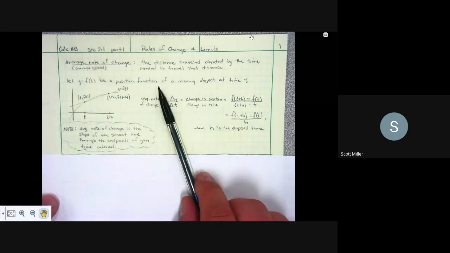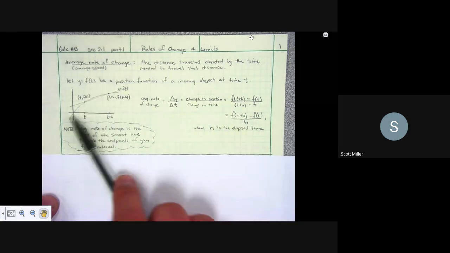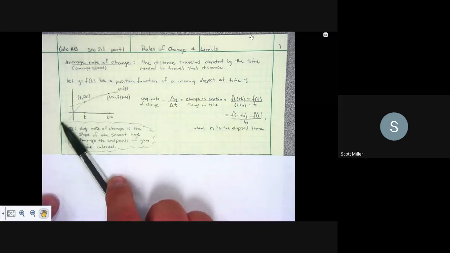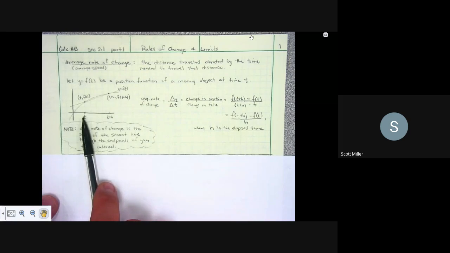What's going on here? So let's take a function y. Let it be a positive function. That means it's above the x-axis. It's a function of a moving object at time t. Okay, so here's our function f is this curve, and here's t, and so we have a point on the curve at t and then f of t. And then a little bit longer in the future of time, so we add a little increment of time here, so this is t plus h.